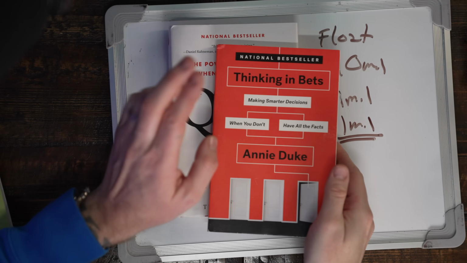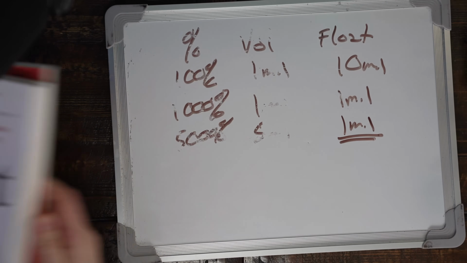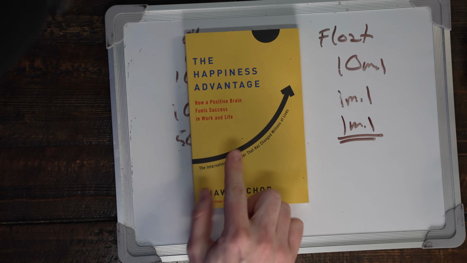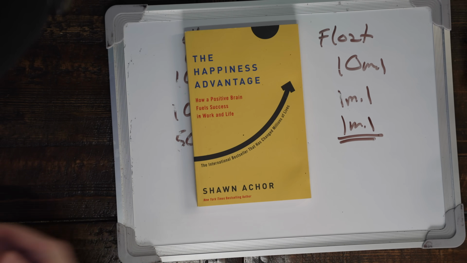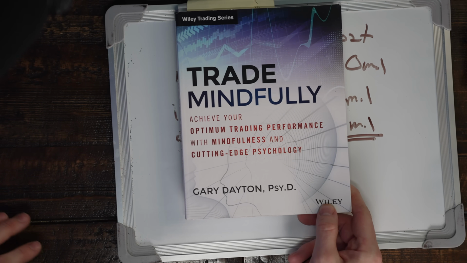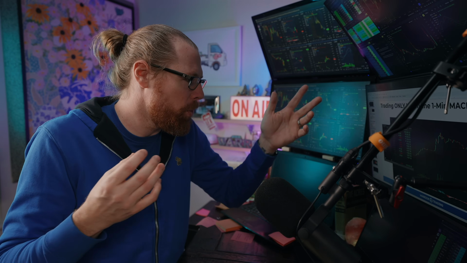Now, if you like Thinking in Bets by Annie Duke and you like Quit, another book that you could check out is The Happiness Advantage right here. This is also all about mindset. And the fourth book, Trade Mindfully by Gary Dayton. Again, another book about mindset. Now, one thing that I can tell you when it comes to trading is that you never stop learning. Even today, I still learn new variations on patterns I haven't seen before, but they start working. I recognize, all right, when that happens, this follows. That's an opportunity for me to extract a little more profit from the market.